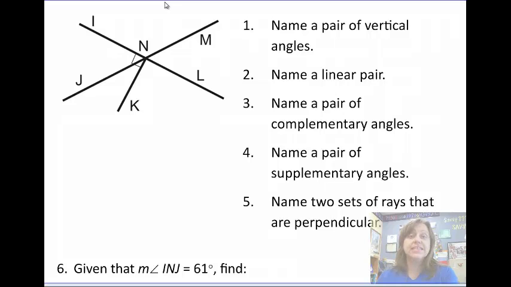Hey, this lesson is a chance for us to see if we can use those angle relationships that we learned in the last lesson. So let's take a look. In our diagram, we're asked to name a pair of vertical angles. You might remember that vertical angles are when two lines have crossed to make an X, and we want to name those angles that are opposite one another.